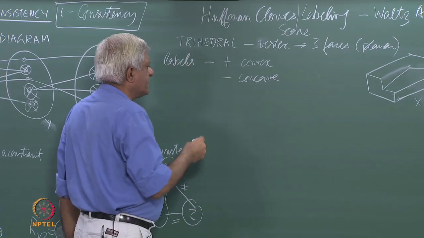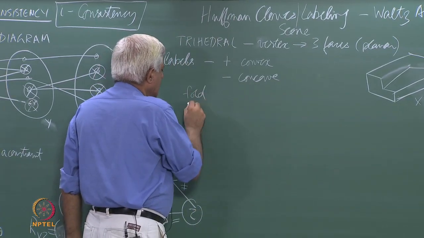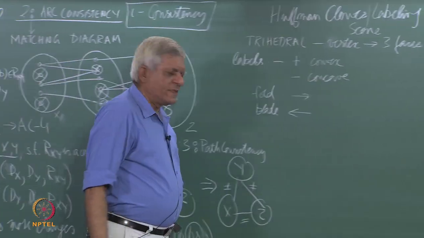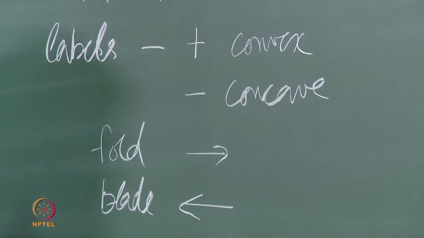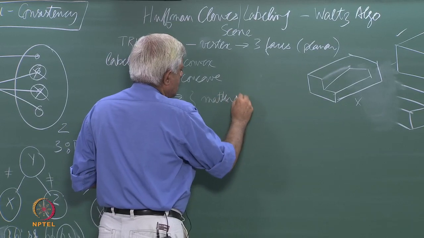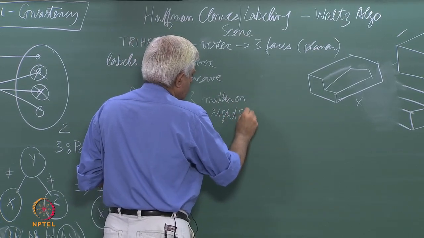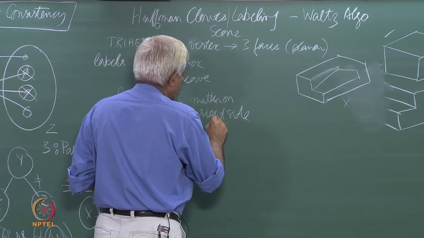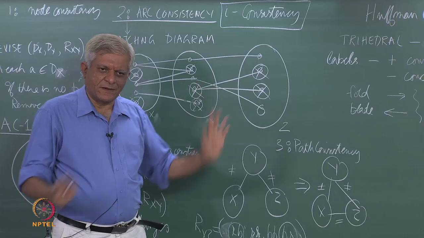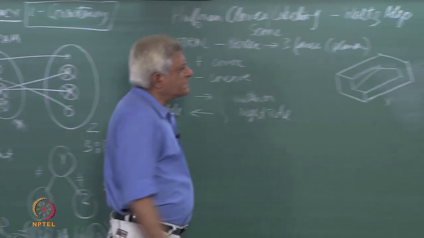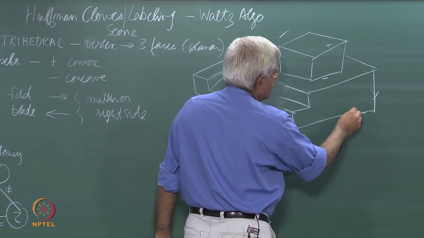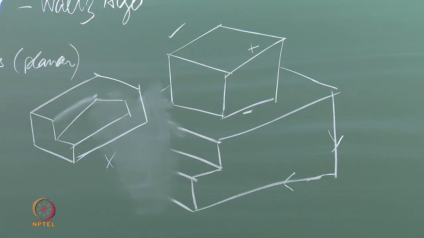And various books use different notions, some people use the notion fold and blade, but we will use the notion of arrow, either pointing this way or that way. We will distinguish between them, but the general idea is matter on right side. What do you mean by right side? That if you are following the direction of the arrow, the matter is on the right side and the other side is blank or air or space or whatever. So, if I were to look at this figure, matter is this side. So, I must label it like this, and like this and so on.